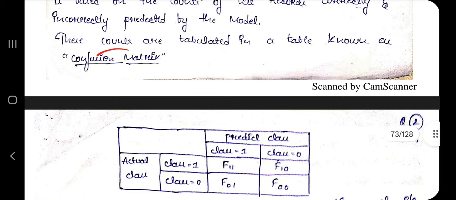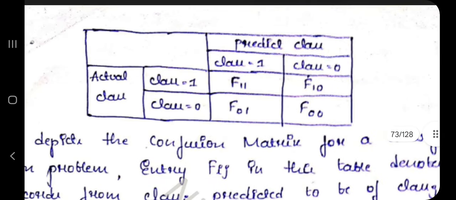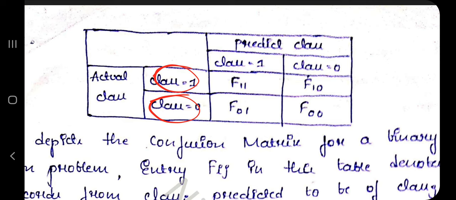Okay, what is a confusion matrix? The confusion matrix is as follows. There are class equal to 1 and class equal to 0, for both the actual value and the predicted value.